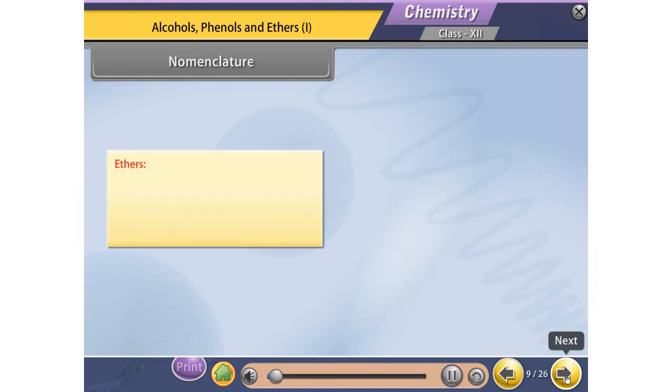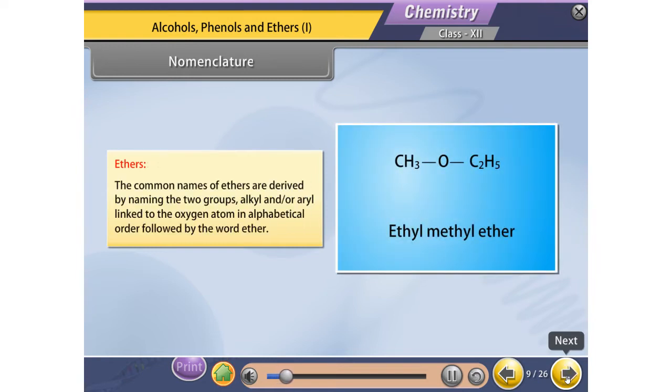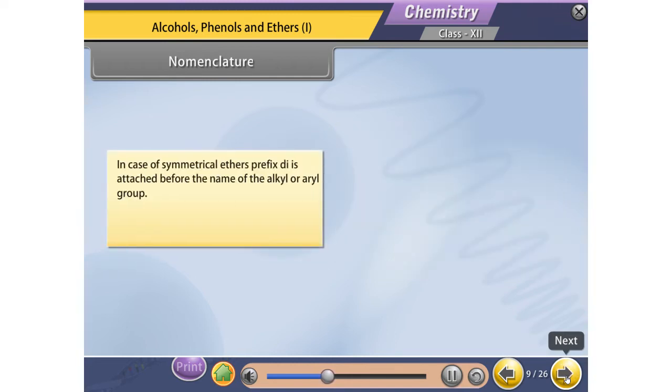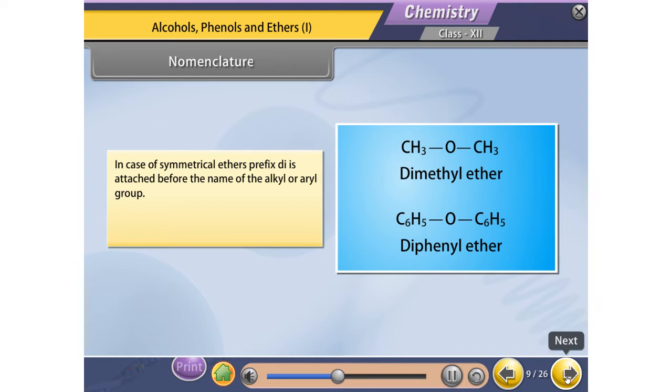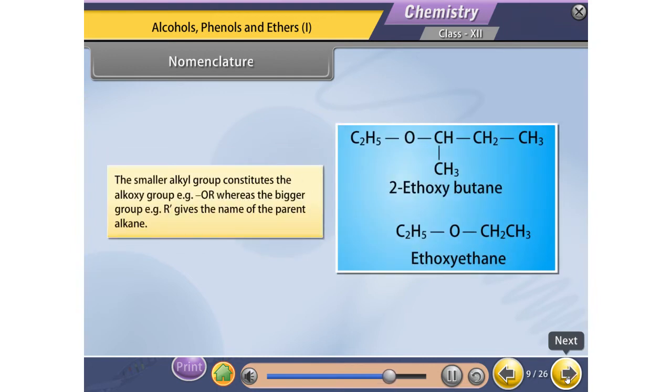Nomenclature. Ethers. The common names of ethers are derived by naming the two groups, alkyl and or aryl, linked to the oxygen atom in alphabetical order followed by the word ether. In case of symmetrical ethers, prefix "di" is attached before the name of the alkyl or aryl group. According to IUPAC system, ethers are named as alkoxy alkanes. The smaller alkyl group constitutes the alkoxy group, for example OR, whereas the bigger group, example R', gives the name of the parent alkane.